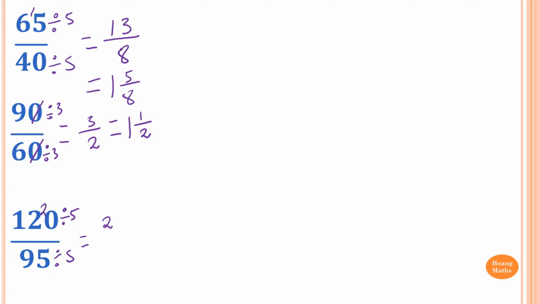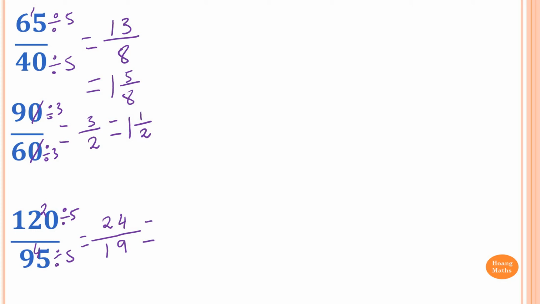So 5 go to 20 is 4. And then 5 go to 9 is 1, remainder 4, so it becomes 45. 5 go to 45 is 9. So 24 over 19. But 24 over 19 is an improper fraction, so we need to write that into a mixed numeral.